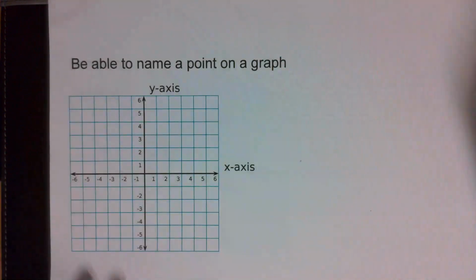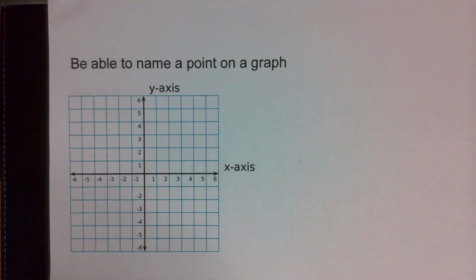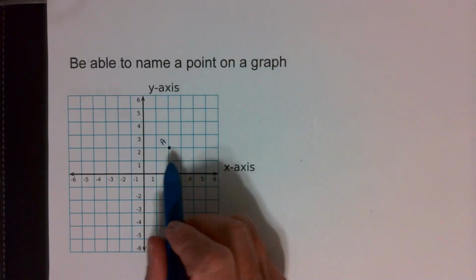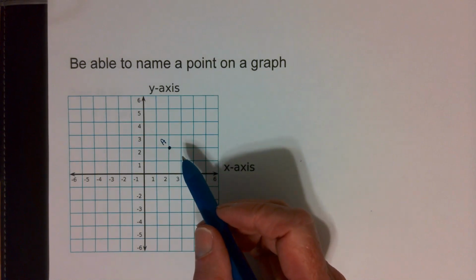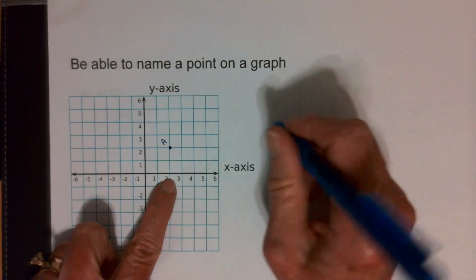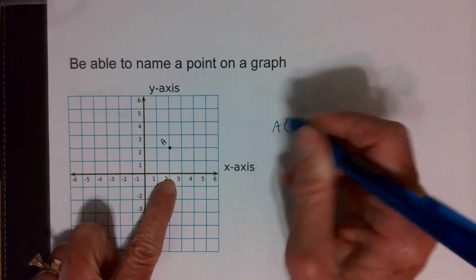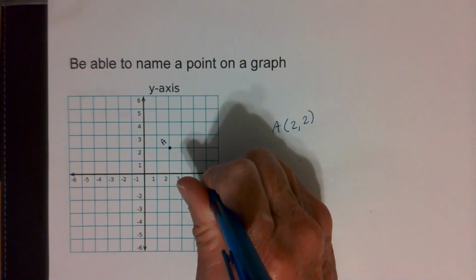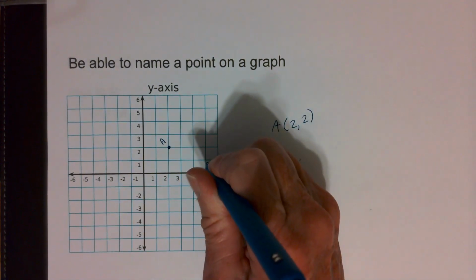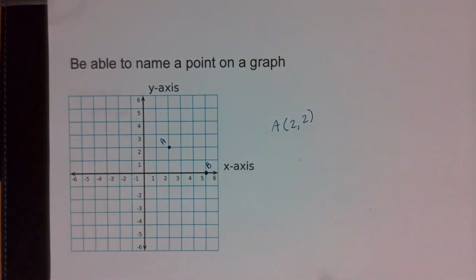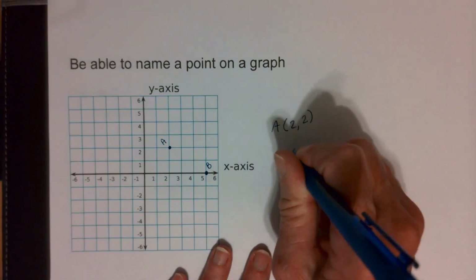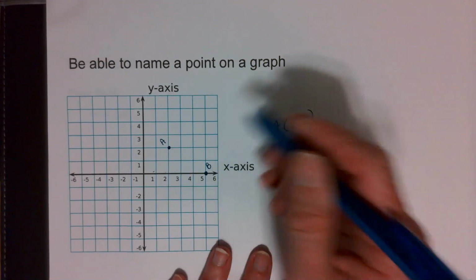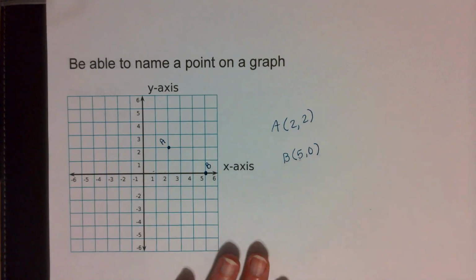You also need to be able to name a point on a graph. So if I put a point here and I said, this is point A, tell me where point A is located. It's on 2 on the X, so A is at 2, and I go up 2, so it's 2 on the Y. If I have this point right here, let's call that B, I've got to be able to tell where B is located. B is at 5, I go over 1, 2, 3, 4, 5 on the X, and up 0 on the Y.